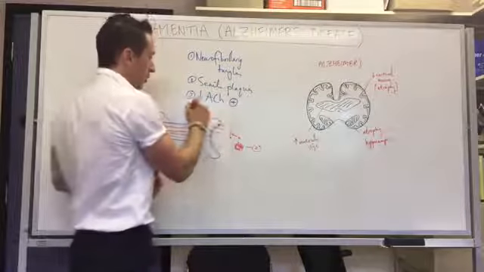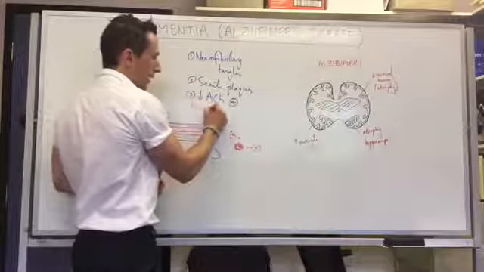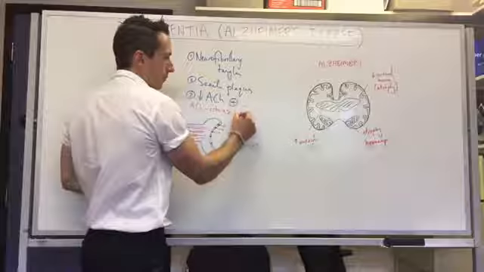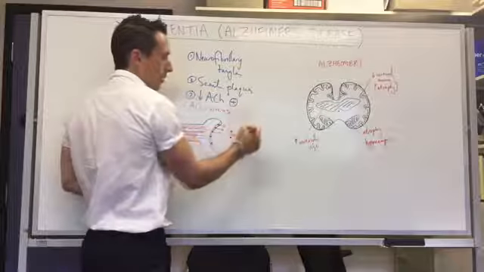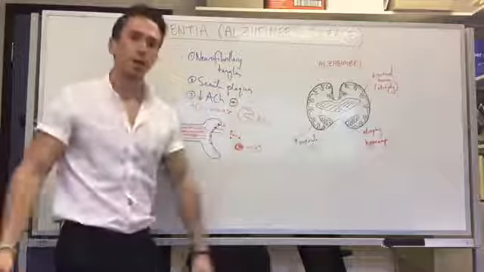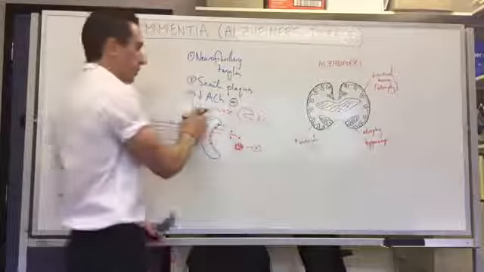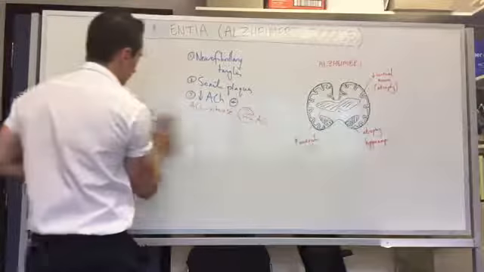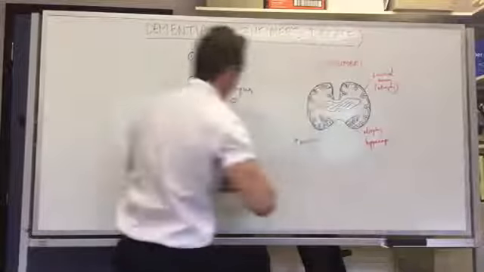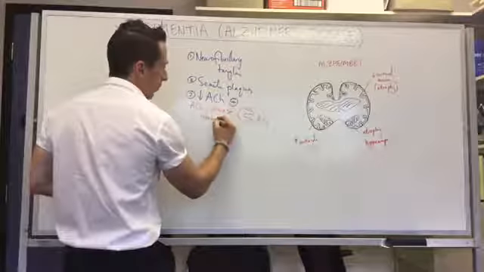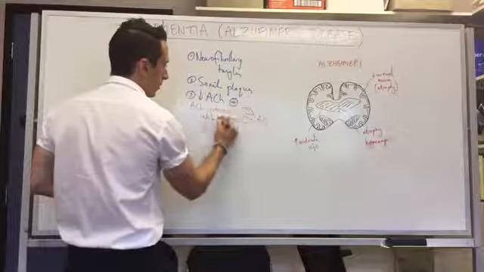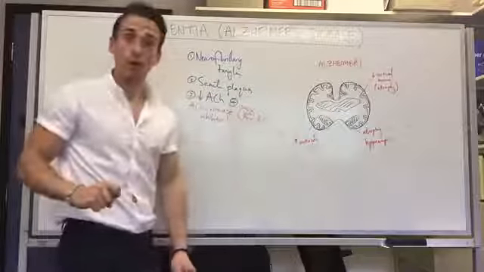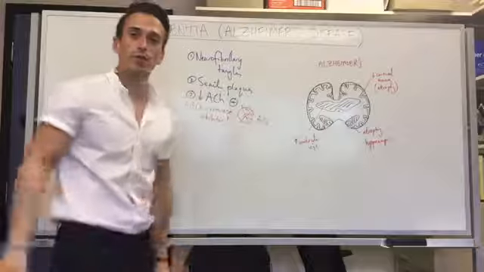There's an enzyme called acetylcholine esterase, and acetylcholine esterase eats up acetylcholine. Okay? So if we can give a patient an acetylcholine esterase inhibitor, that will stop this enzyme from breaking down acetylcholine, and therefore we'll have higher levels of acetylcholine in the system.